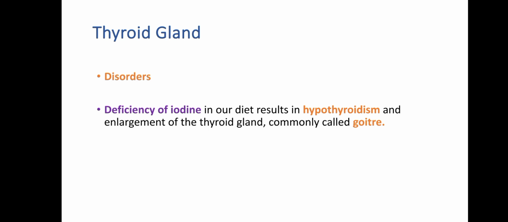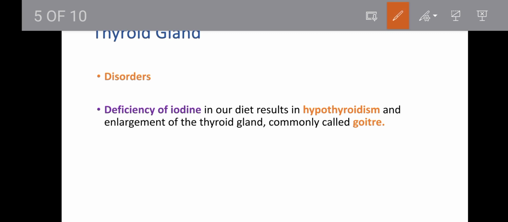Let's discuss disorders. Deficiency of iodine in our diet results in hypothyroidism, that is less thyroid hormones, and this causes enlargement of thyroid gland, which is called goiter. Enlargement of thyroid gland is called goiter.